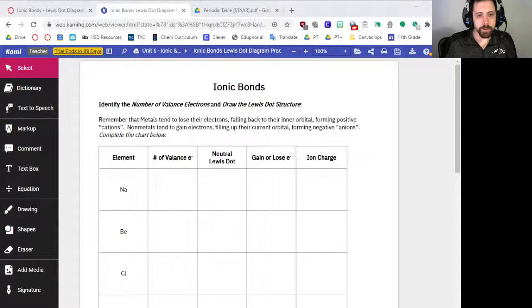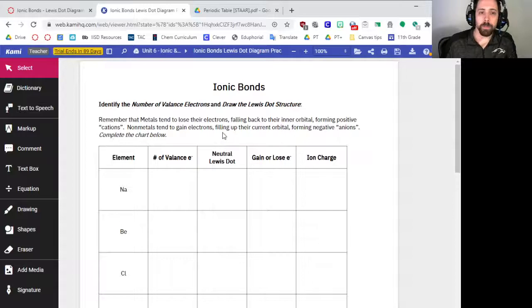Identify the number of valence electrons and draw the Lewis dot structure. Remember that metals tend to lose their electrons, falling back to their inner orbital, forming positive cations. Nonmetals tend to gain electrons, filling up their current orbital, forming negative anions.